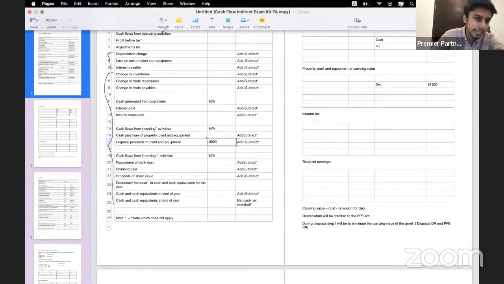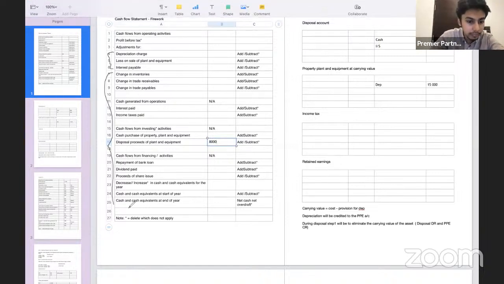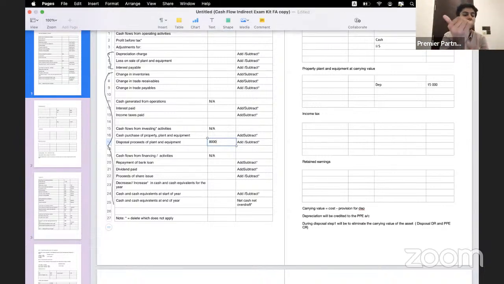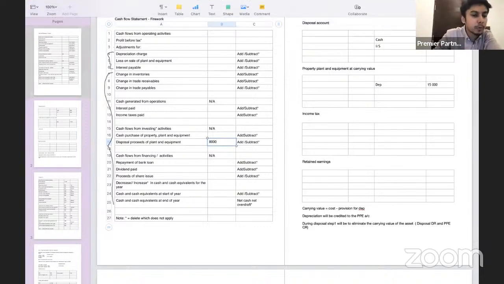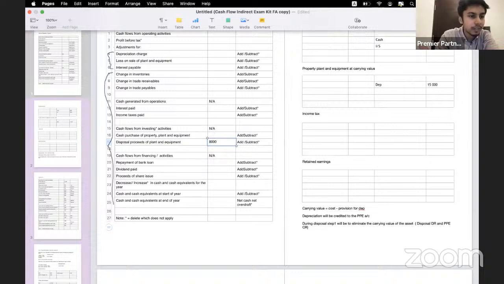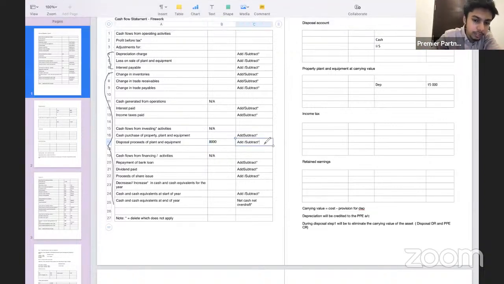Expenses means adding, income means deducting. That has to be the focus. But from inventory onwards, your focus has to be whether money is coming in or whether money is going out. Right now, guys, over here, disposal. Disposal means selling, no? So when you sell, what happens? Money comes in. So therefore, guys, you have to keep the word add and remove the option subtract over there on the screen. Simple.